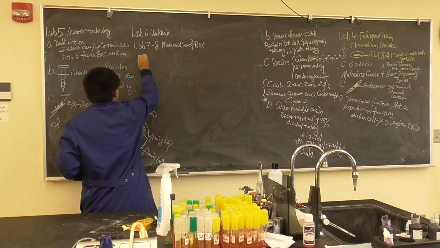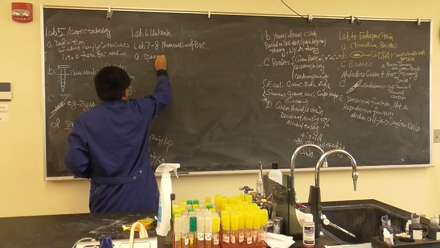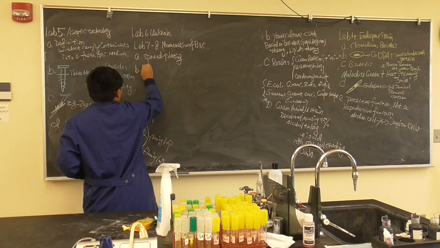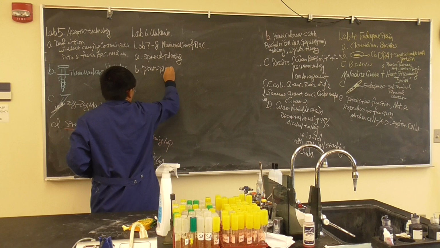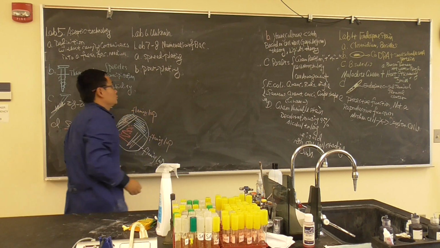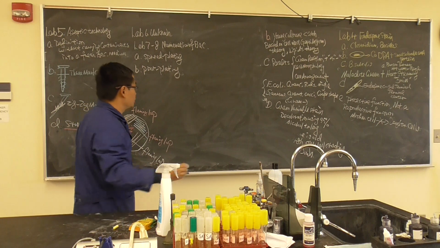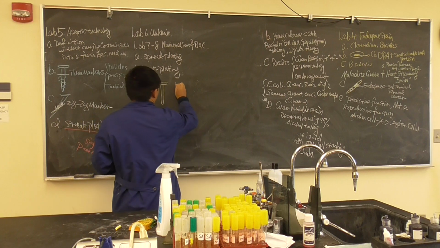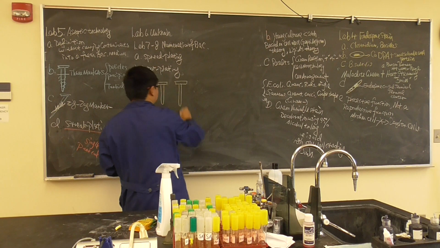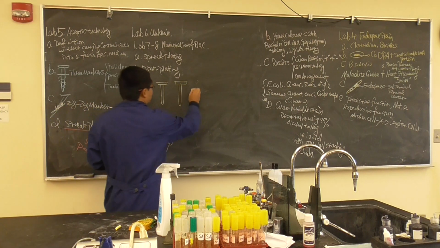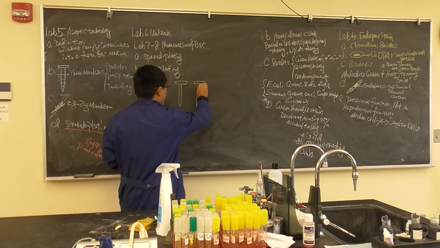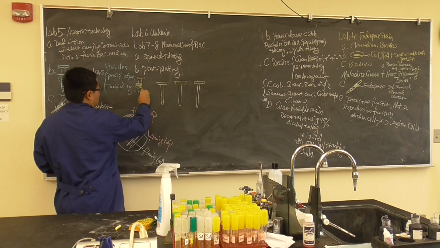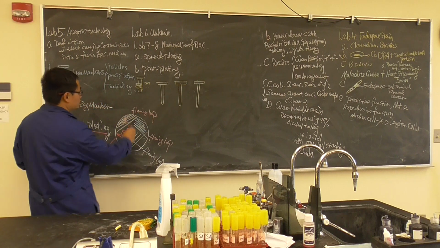We were using number 1, spread plating, and number 2, pour plating. You should be very clear about the procedure, how we did it. I'm not going to give you too difficult a quiz in the exam, but there is something you need to know. If I give you 3 tubes, I have a bacterial culture right here, and I need to know the concentration. That is E. coli, let's say.